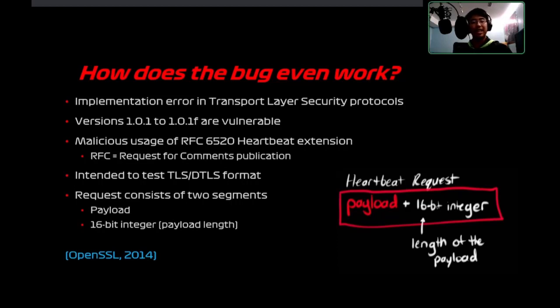Essentially, the extension is intended to test secure links of TLS or DTLS, DTLS standing for Datagram Transport Layer Security, and it tested that by sending a Heartbeat request. This Heartbeat request, as you can see on the screen right over here, consisted of a payload such as a string of text and a 16-bit integer of the length of the payload, allocated in a memory buffer.